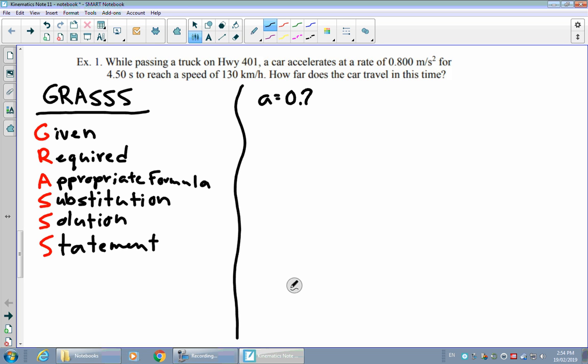It's 0.800 meters per second squared. We are also told how long it takes. So rather than calling it delta t or anything like that, I'll just call it t, and that's 4.5 seconds.